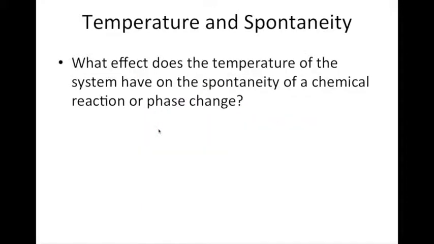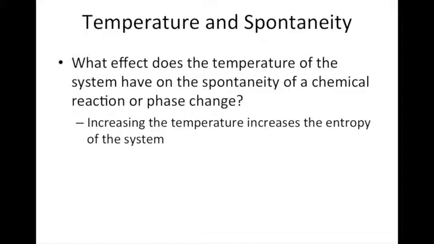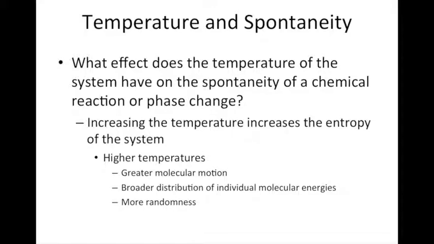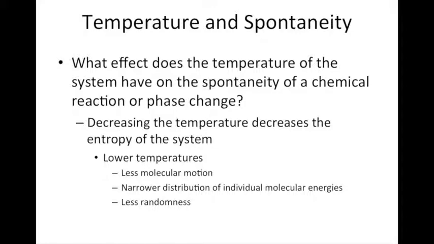Well, we've looked at enthalpy and entropy. What effect does the temperature of the system have on the spontaneity of a chemical reaction or physical change? Well, increasing the temperature increases the entropy of the system. At higher temperatures, we have more molecular motion, more randomness, more disorder, so higher entropies. And decreasing the temperature tends to decrease the entropy of the system. At lower temperatures, there's less molecular motion, less randomness, less disorder.